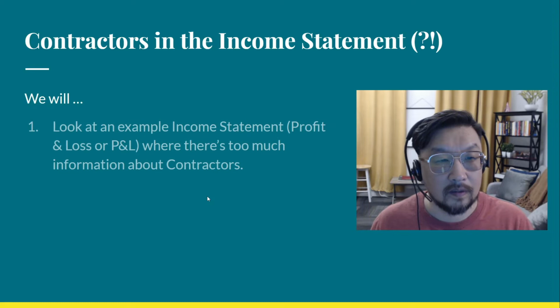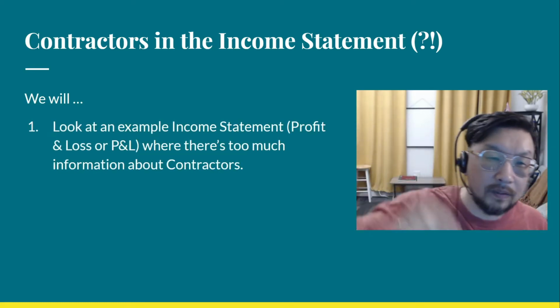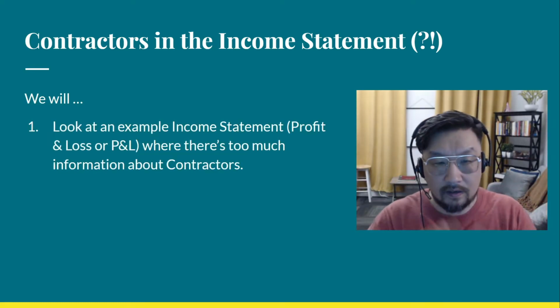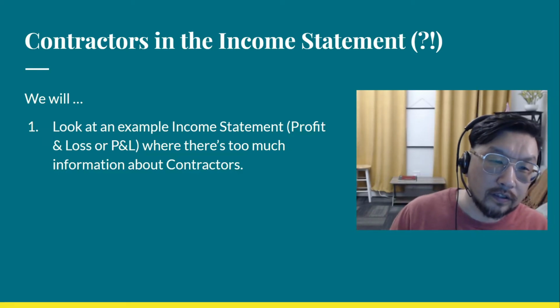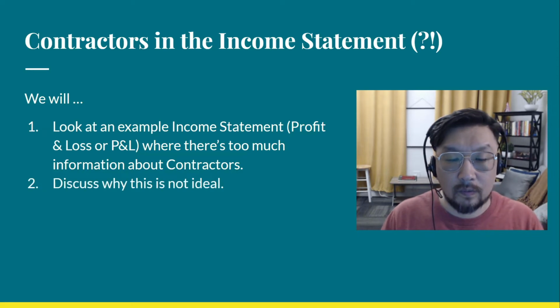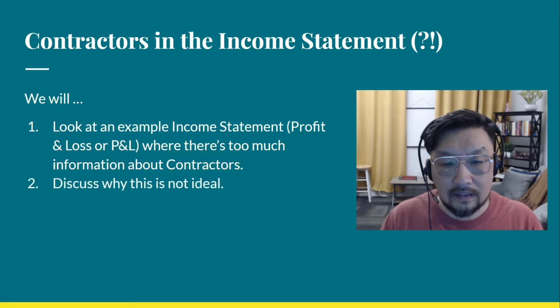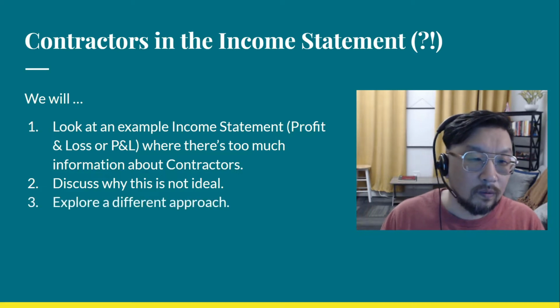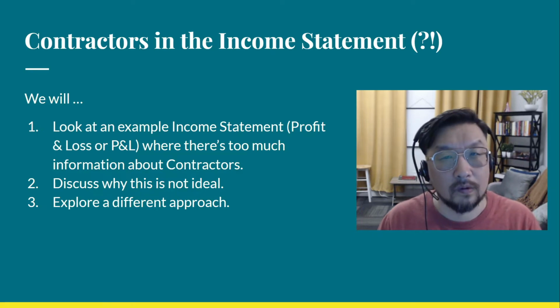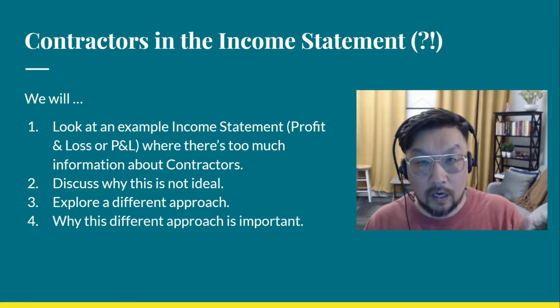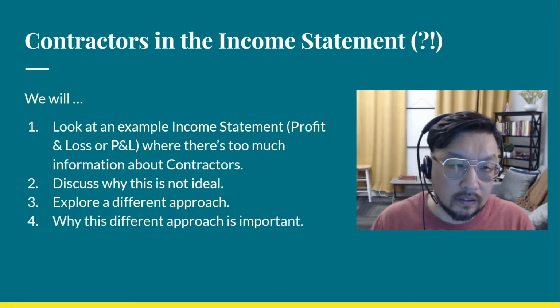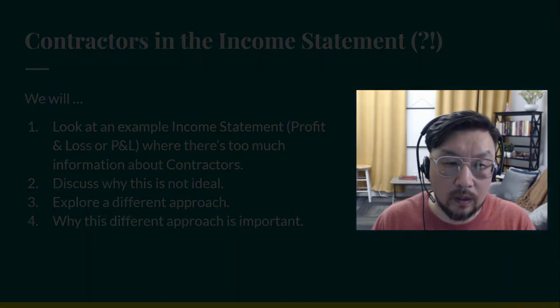Contractors and the income statement. Today we will look at an example income statement, profit and loss, P&L. It's all the same thing, where there's too much information about contractors. We will discuss why this is not ideal. It's not a good thing. It needs to be fixed. We will explore a different approach. Quite honestly, a better approach, the right approach. I'm just trying to be a little humble here. Why this different approach, the right way to do it, is important. So let's get into it.